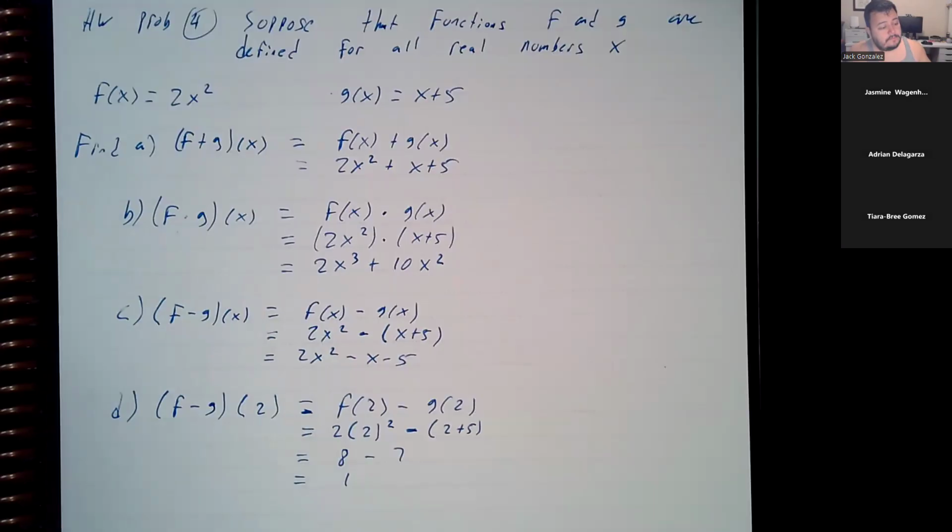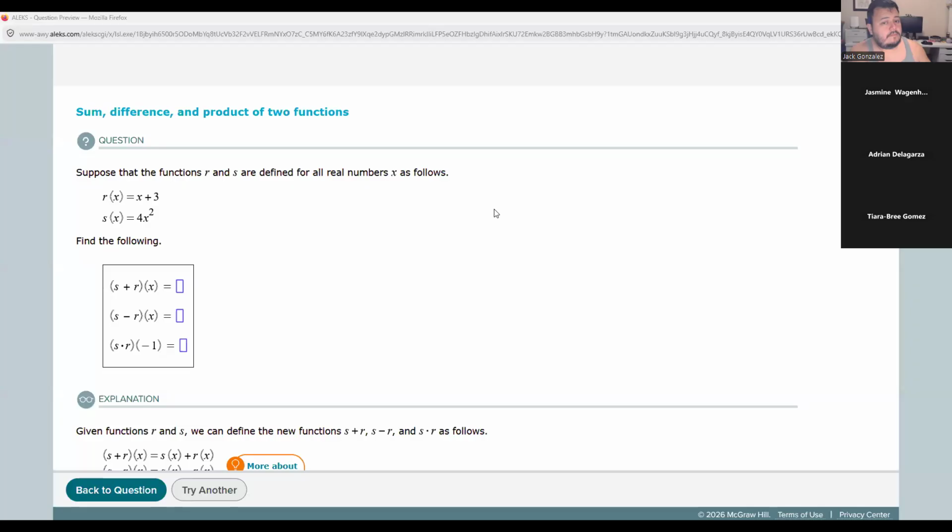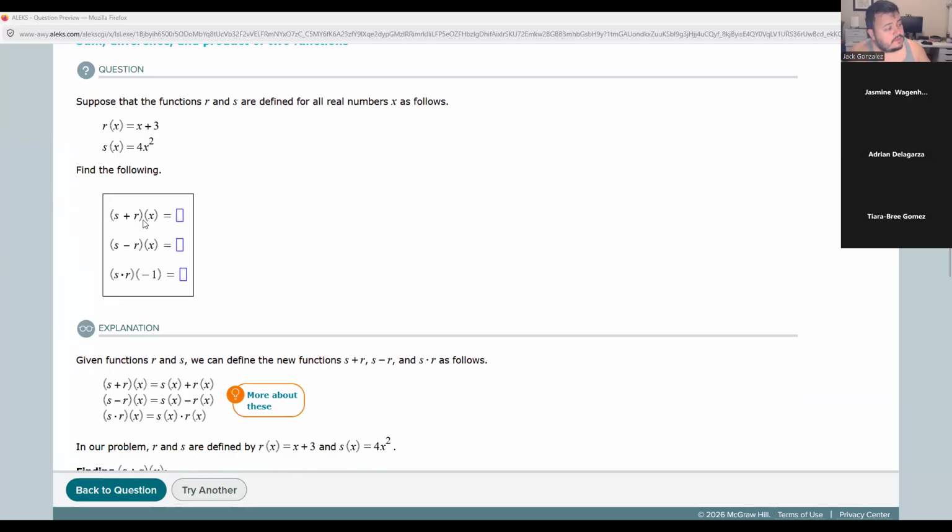Okay. Let me show you the next one. I'm not going to work this one out because it's the same thing, but check it out. So given two functions, r and s, r is x plus 3, s is defined as 4x squared. Find s plus r of x, s minus r of x, s times r of negative 1.